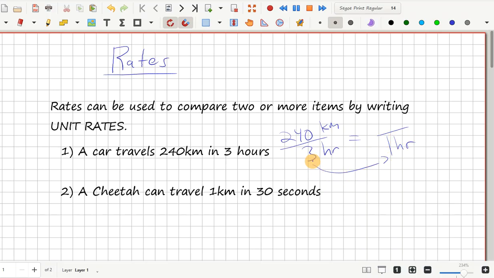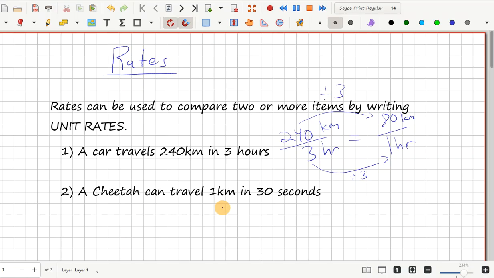So what did we do? Well, we took 3 and we divided by 3. So we take 240 to get the top, and we divide that one by 3 as well because it has to be an equivalent ratio. You cannot divide or multiply the top and bottom by different numbers, the numerator and the denominator. You will get a different fraction, a different value. So I divide 240 by 3, and I get 80 kilometers, right? So this car is traveling at a rate of 80 kilometers per hour, average.